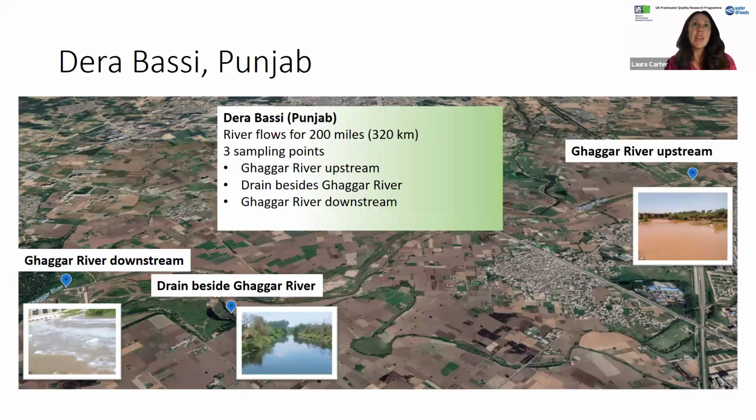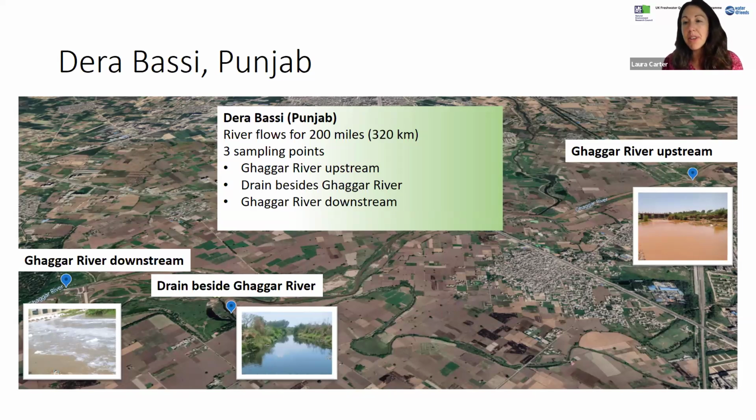So moving on to the results, focusing on Derabasi and Punjab first. Derabasi is located in the northwest of India, and our sampling here centered on the river Gaga, which flows through Derabasi. So we have the Derabasi city here, and it's important to highlight that the river Gaga originates much further upstream, in the foothills of the Himalayas.